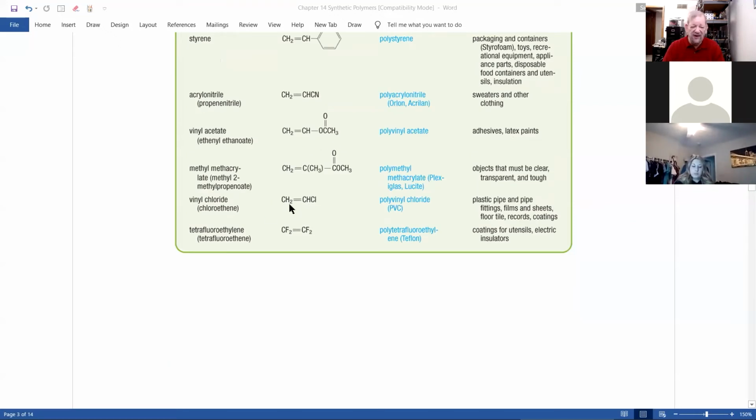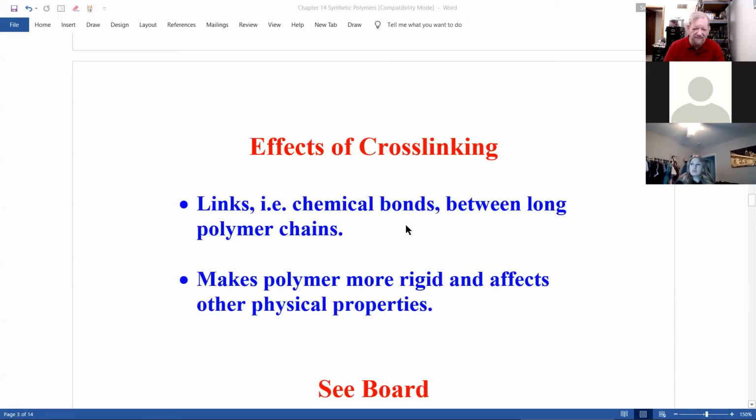And here are other ones. Now, when you have this molecule right here, second from the bottom, and L is a chlorine, you make polyvinyl chloride, which are those white pipes, at least in my house, underneath the sink. Now, when all the L's are fluorine, the other hydrogens on the carbon are fluorine, you make Teflon, which is the non-stick pots and pans. So these play an important role in our daily life.